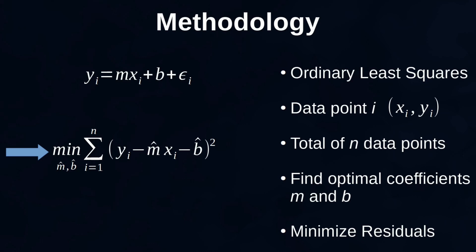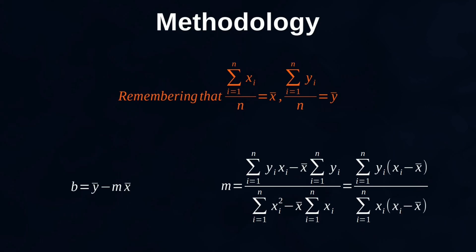Note that the m and b coefficients found are estimates, so we call them respectively m hat and b hat. However, for the rest of this discussion, I will simply call them m and b to simplify the notation. Here you can see that the solution of the problem has a closed form, which practically means that by using the equation you can directly find the coefficients.